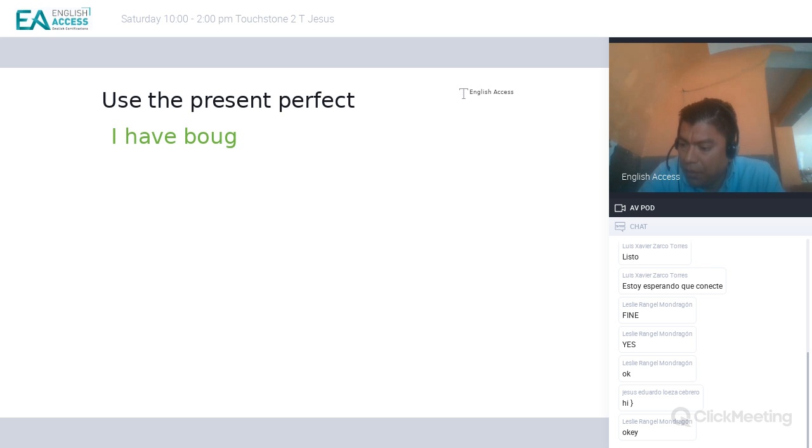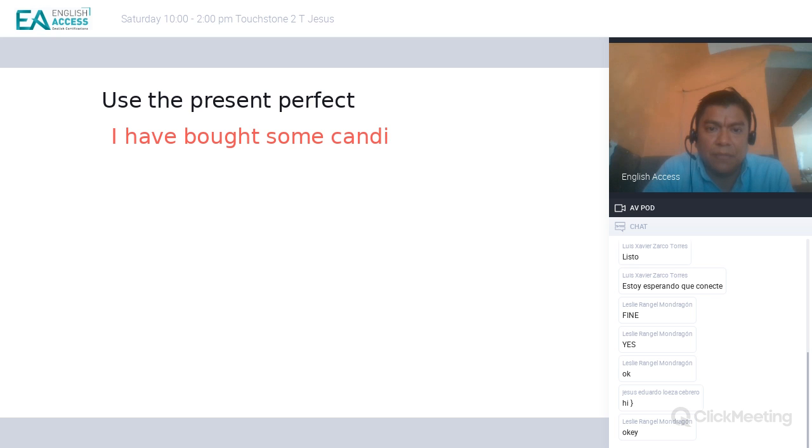Color green. Wait, color green is Azazel. Pink. Leslie, there you go. I have bought. It's incomplete, honey. It is a present perfect tense, but you need to complete with a complement. I have bought some. Beautiful job. Excellent. Thank you, Leslie.